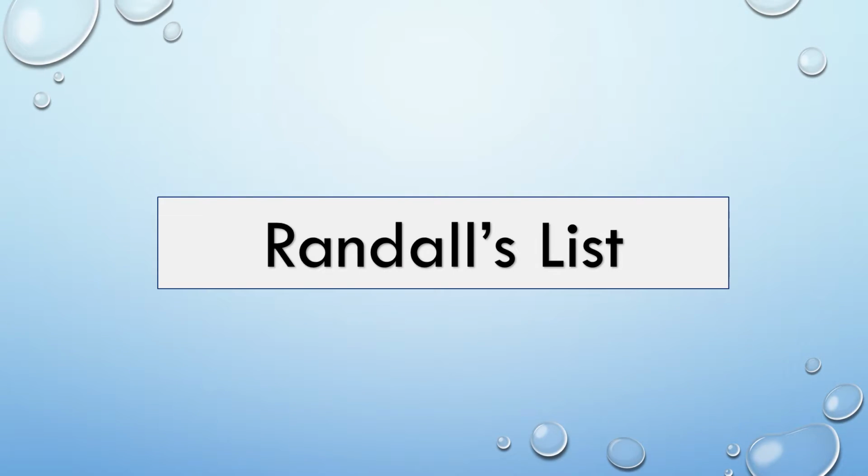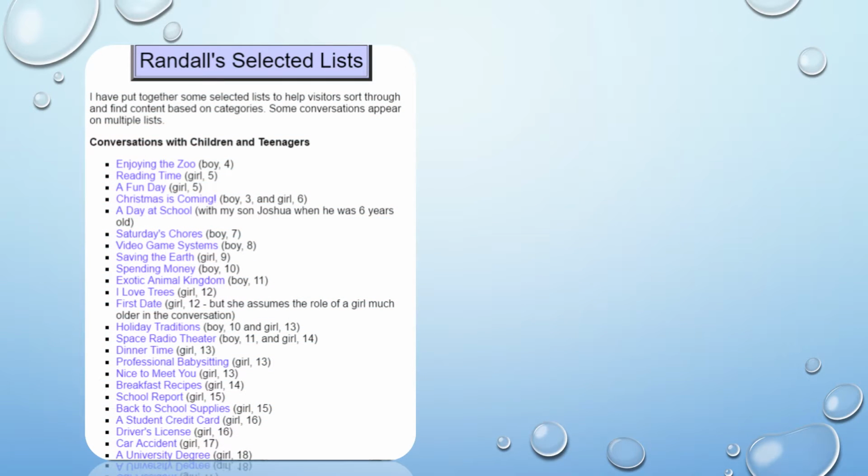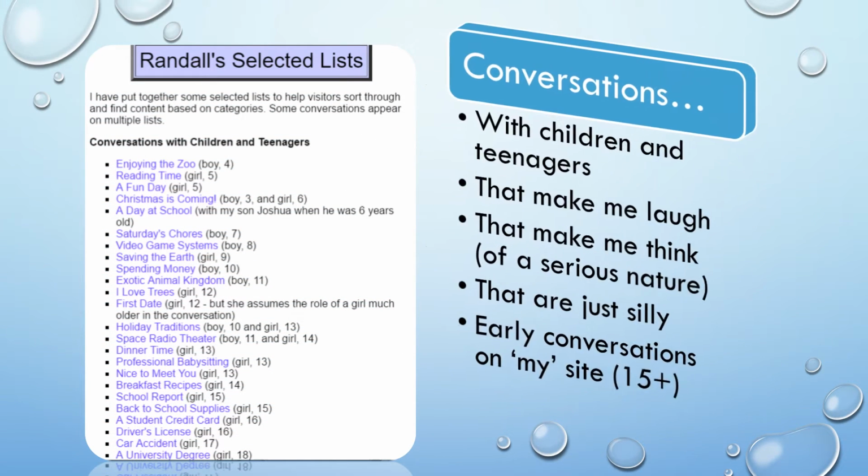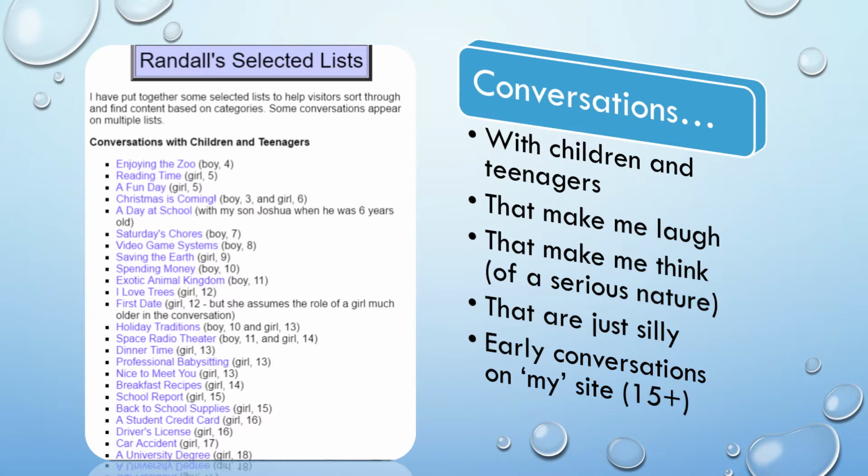Clicking on Randall's list will take you to yet another category-based list of listening activities. This time they're all divided by the type of conversation. So you have conversations with children and teenagers, conversations that make me laugh, conversations that are of a serious nature, conversations that are just silly, and conversations that are early on, conversations that were on his website. So they're 15 or more years old.